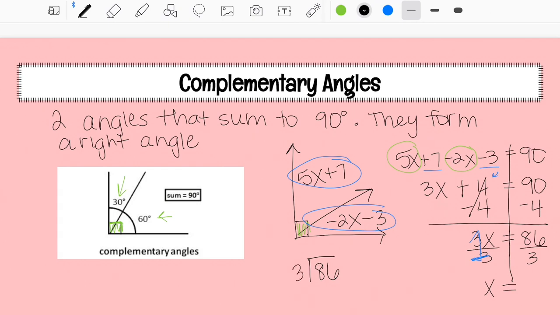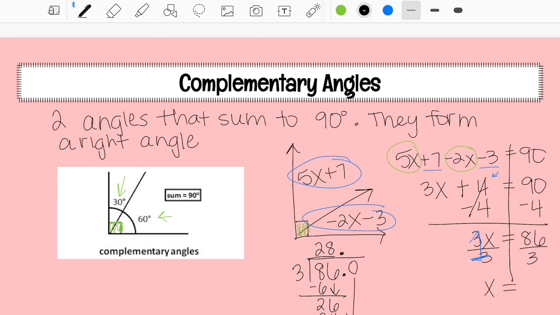I know that I can fit 2 groups of 3 inside of 8, and so I will take away 6. That leaves me 2, and I'll bring my 6 down. I can fit 8 groups of 3 into 26, which gives me 24. That leaves me with 2. And now I don't have anything left to bring down, so what I need to do is put my decimal here, also up there as well, add a 0, and bring it all the way down.